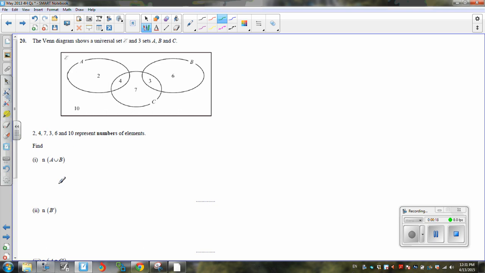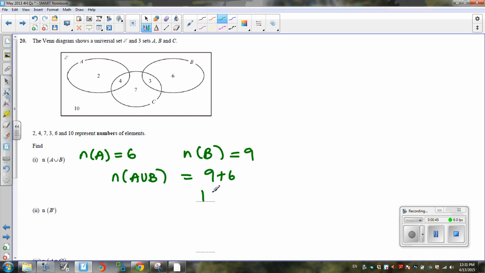Okay, now the union of the 2 sets A and B means we take set A and set B and we put the 2 sets together, see how many elements there are all together in set A and set B. Well, they don't actually even overlap. So the number in set A is 2 plus 4, which is 6, and the number in set B are these 2, that's 6 and 3, which is 9. So n of A union B, if we put those 2 together, is just 9 plus 6, which is 15.